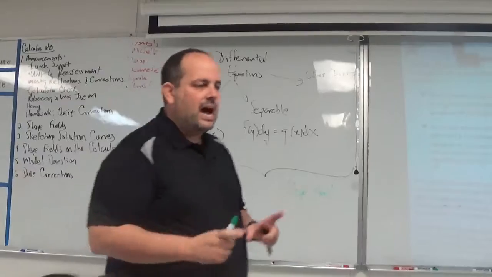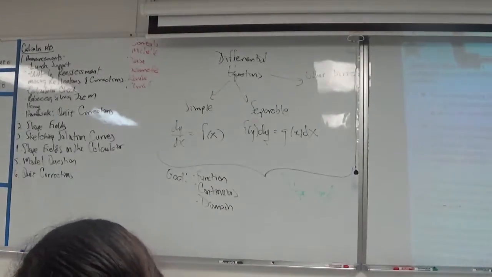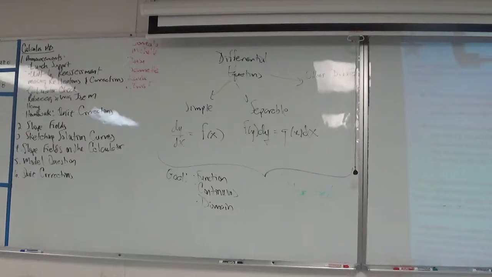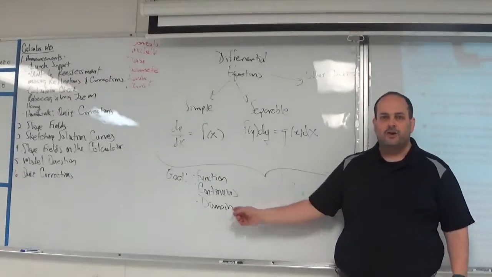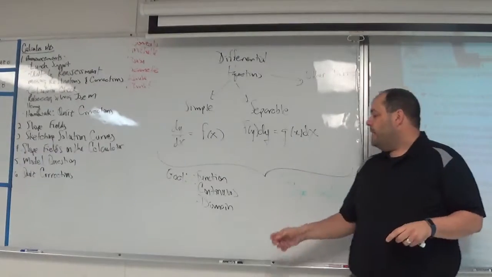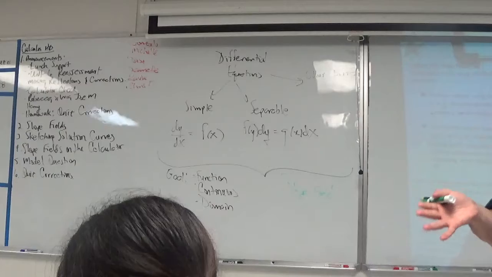Slope fields are not going to give you the solution. Slope fields are going to tell you what the solution looks like. I want to say that again. With a slope field, you're not going to get a continuous function and its appropriate domain. You're not going to get an equation. What you're going to get is an idea of what the graph looks like. That's your goal with the slope field.